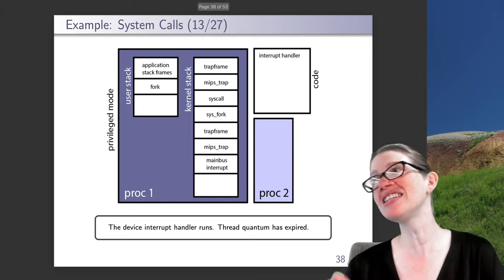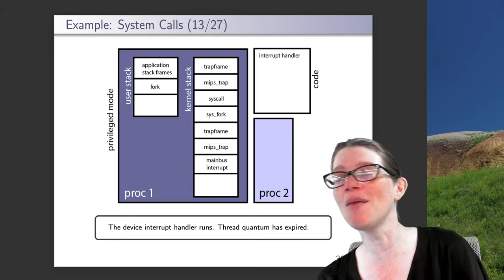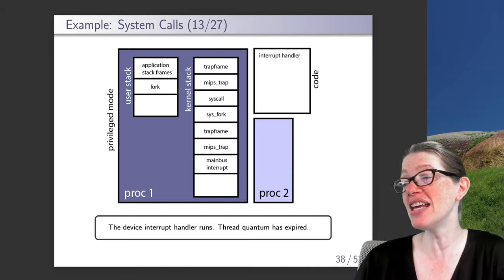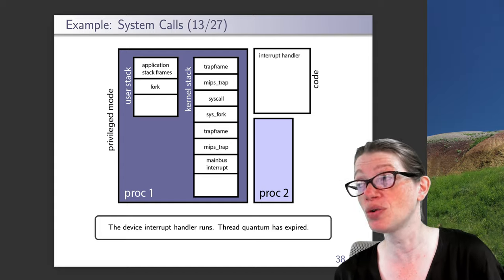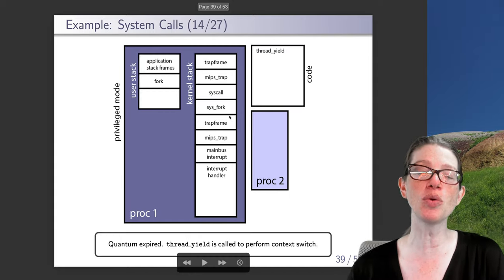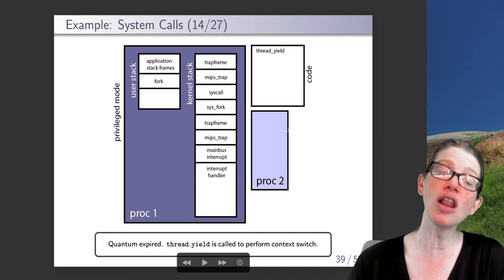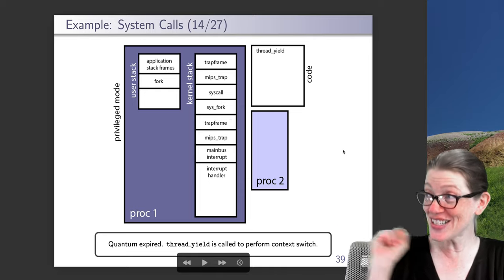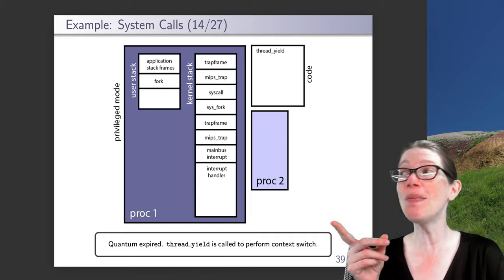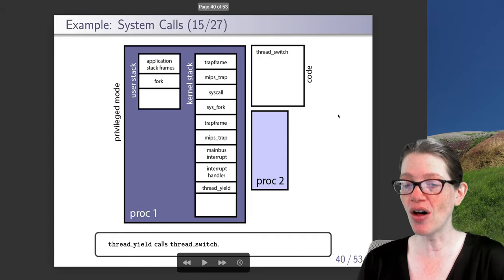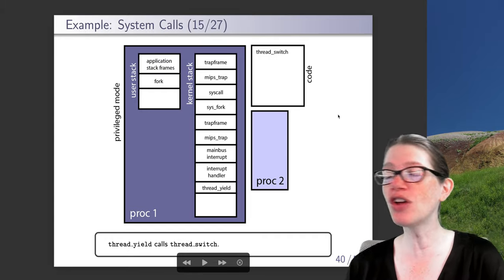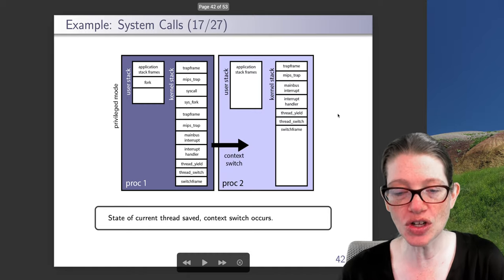MIPS trap realizes this is a hardware interrupt. So we call main bus interrupt, which is like the dispatcher for interrupts. Main bus interrupt will call the interrupt handler for the clock. And then the clock interrupt handler will be like, hey, your scheduling quantum expired. We better do a context switch. So we call thread yield. Thread yield calls thread switch. And thread switch calls switch frame.